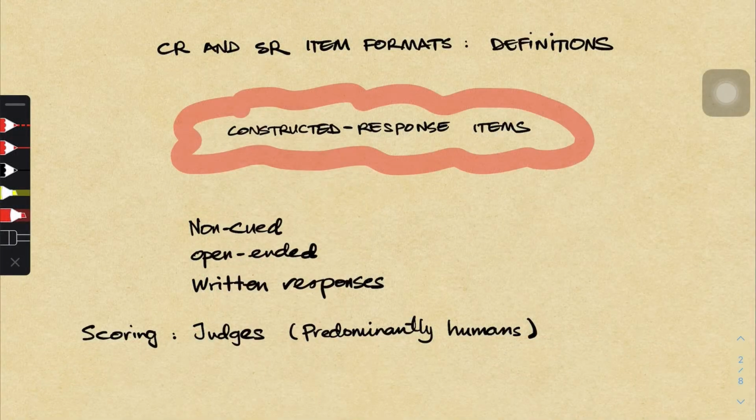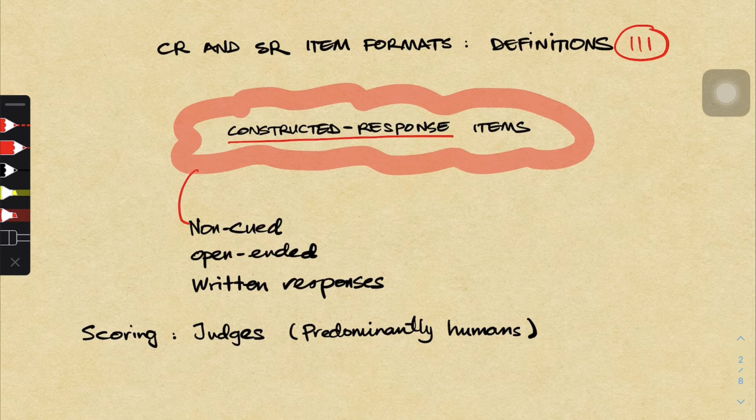Okay, we will continue with the CR and SR item formats, the definitions. This is on page 111. The first one is the constructed response items. He defines it as non-cued, open-ended written responses. Non-cued means that in the questions you do not give any cues of what the possible answers are.